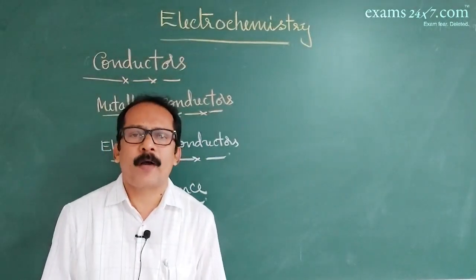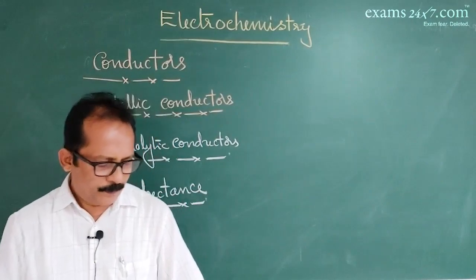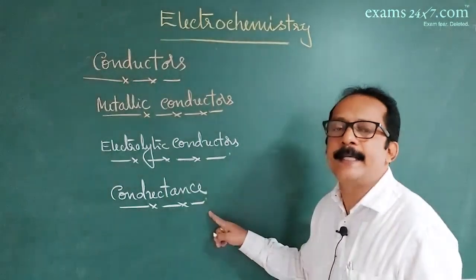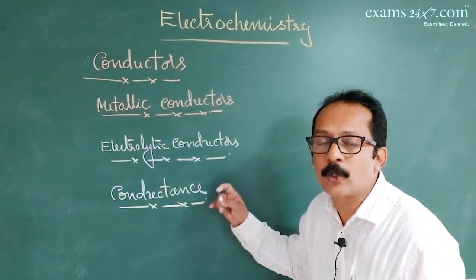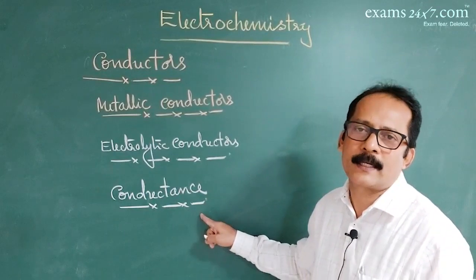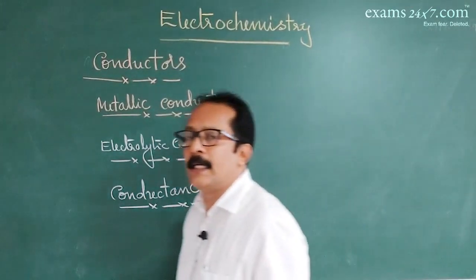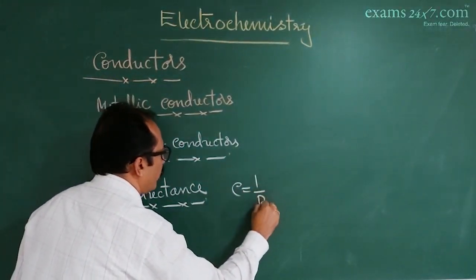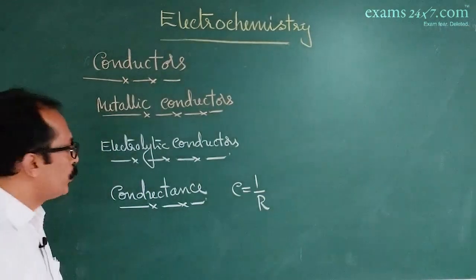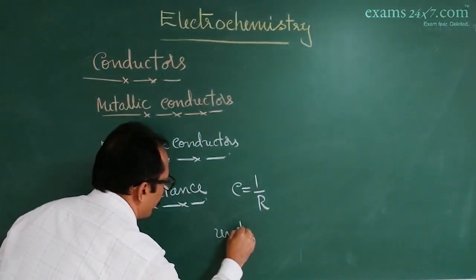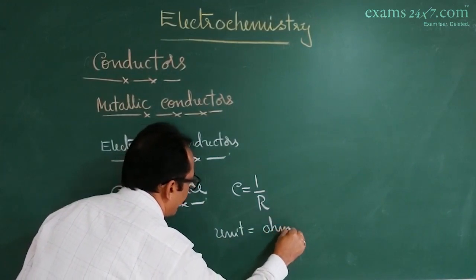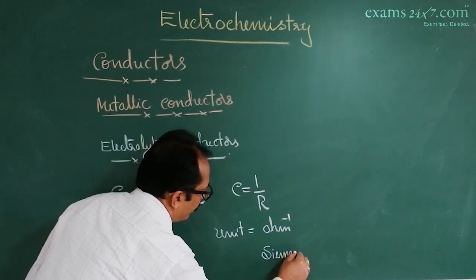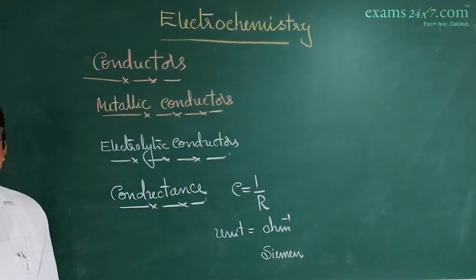So due to the movement of ions, electricity flows, and the ease of flow of electricity is called conductance. Or conductance is the reciprocal of resistance. Therefore, the unit of conductance is per ohm or Siemens. So this is about conductance.